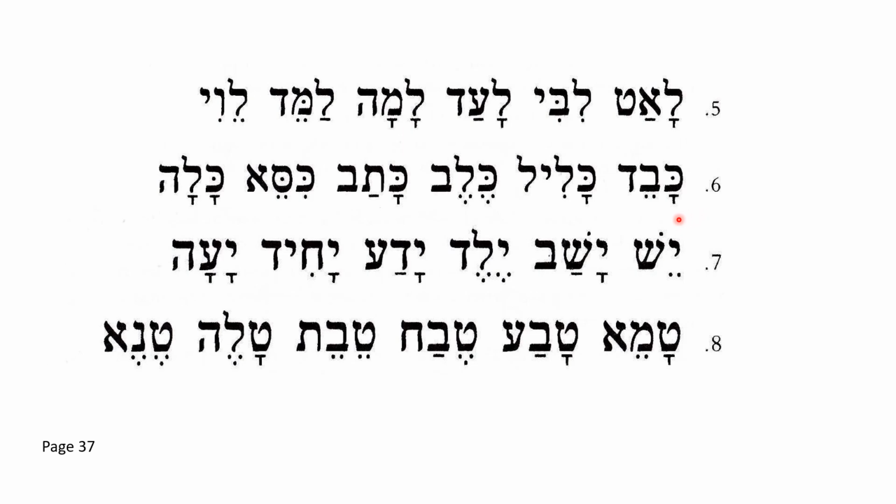Line 6. Ka, ved, kaved. Ka, lil, kalil. Ke, lev, kelev. Ka, tav, katav. Ki, say, kisei. Ka, la, kala. Line 7.